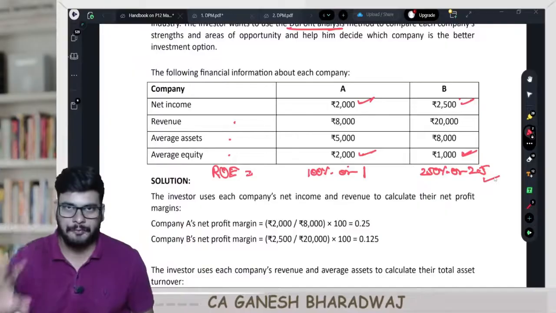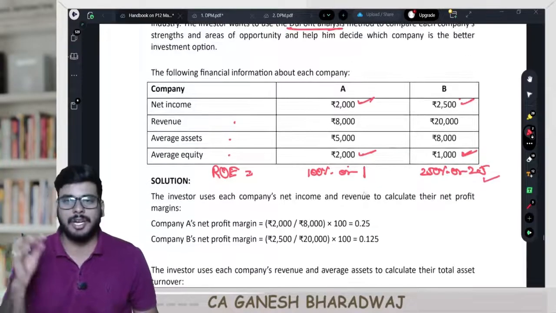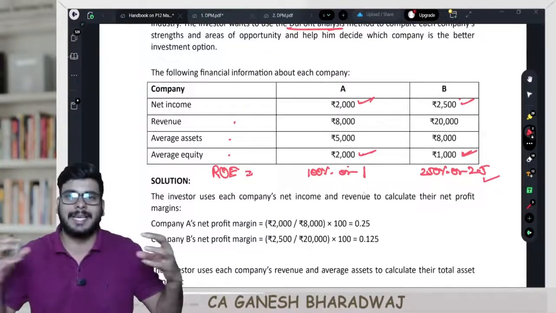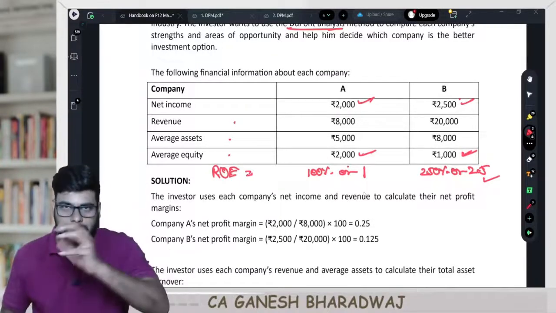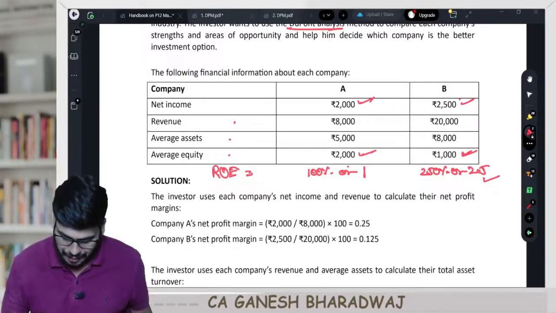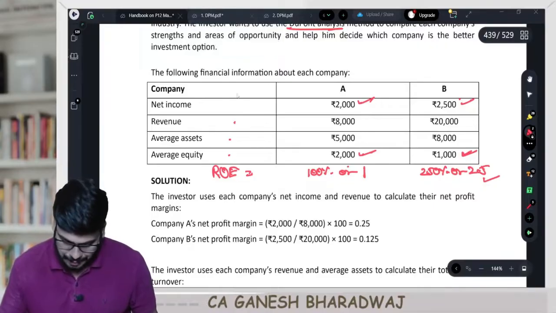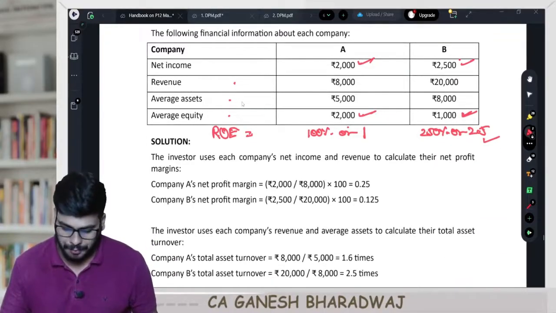Correct? Now, wait, do not jump to that conclusion. What we will do is, for each of the two companies, calculate the breakup of this return on equity, that is the profitability, efficiency, and leverage effect. So that is what we have done here. Now first, what is the profitability of these two companies?